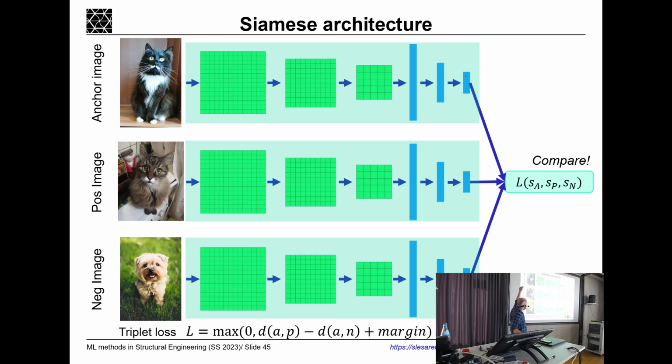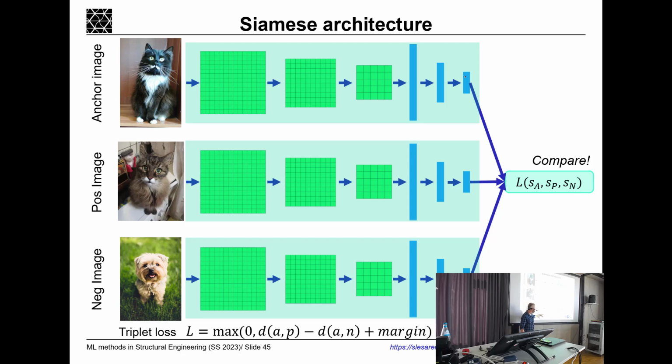In this case, you have an anchor image. Again, it's any random image, so don't look at this particular cat. Then you have a positive image, which is the same class, this cat, and a negative image, the dog. And then you have a slightly different loss, the triplet loss.